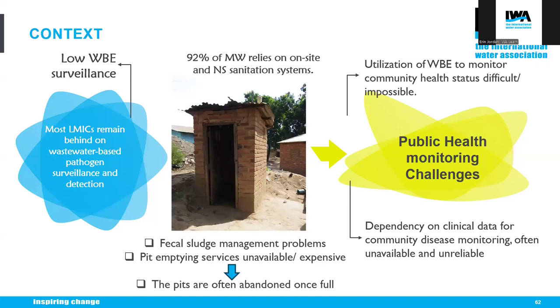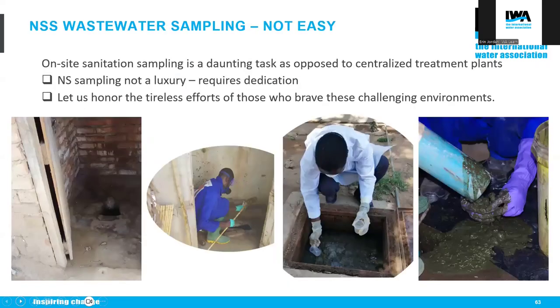Now, with this context of the 92% relying on on-site sanitation, utilization of wastewater-based epidemiology, WBE, to monitor community health has been very difficult and almost impossible for countries like Malawi. And in such a case, we have to depend on clinical data to review community health status. But unfortunately, such data is also occasionally unavailable. And in most cases, if it's available, it's very unreliable and you can't make sense of it.